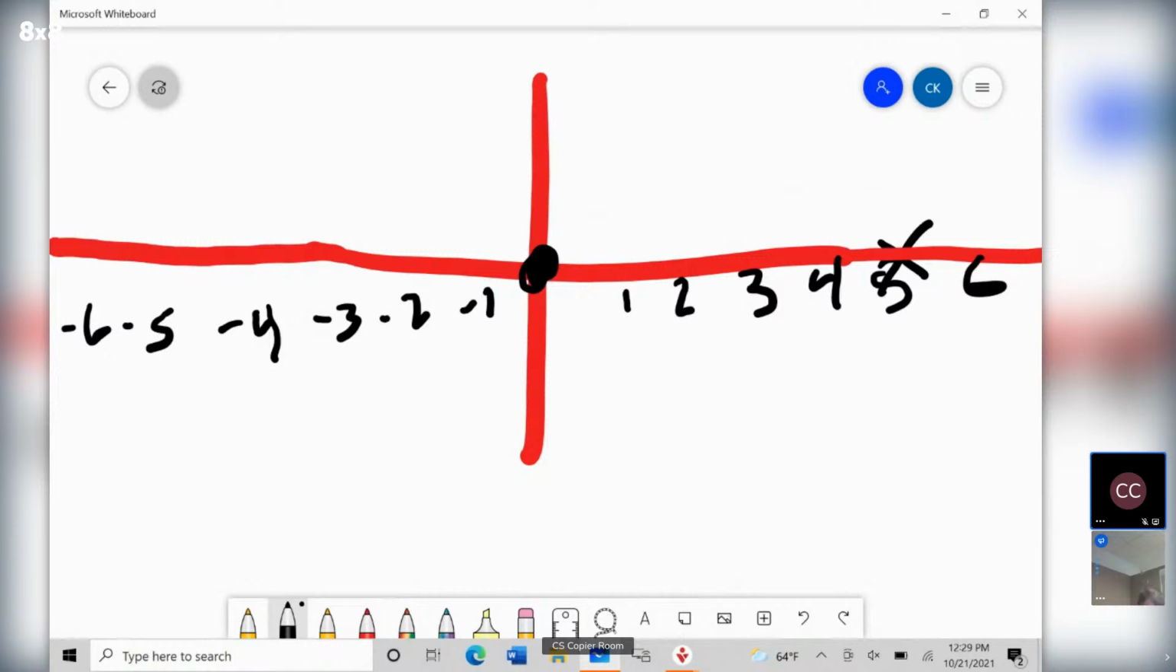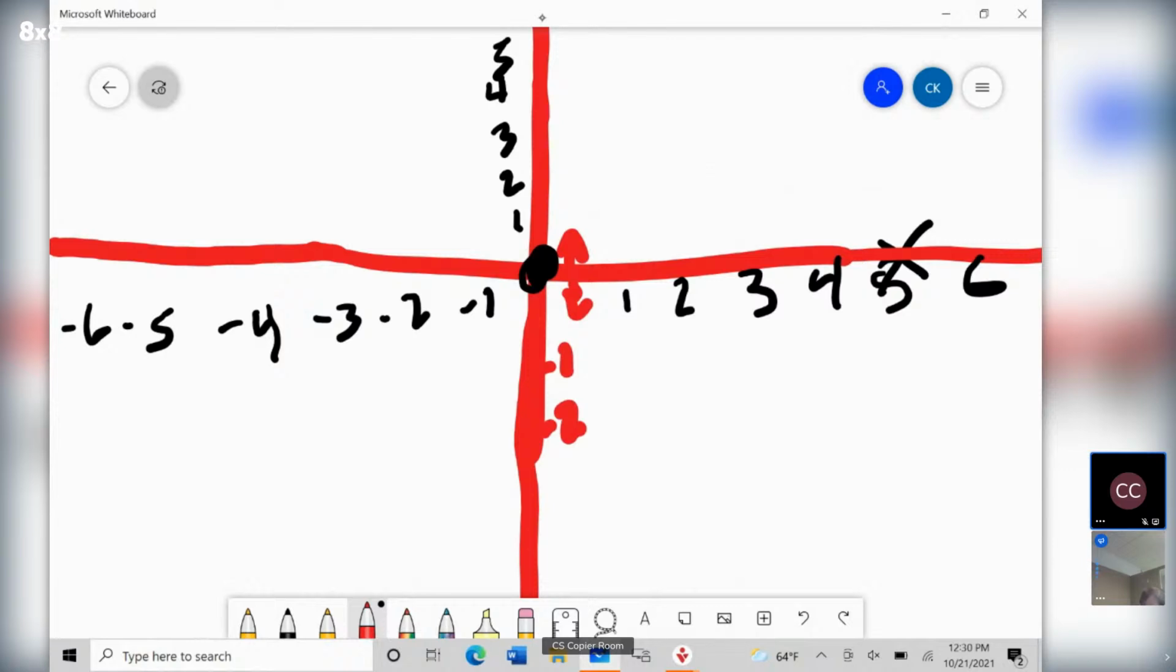Okay. And on the y-axis, it's the same kind of concept. When you move up, it's positive. When you move down, it's negative. So if we're moving up, these are all going to be positive numbers. So it's going to be like 1, 2, 3, 4, 5. When we move down, it's going to be negative. -1, -2, -3, -4, -5.